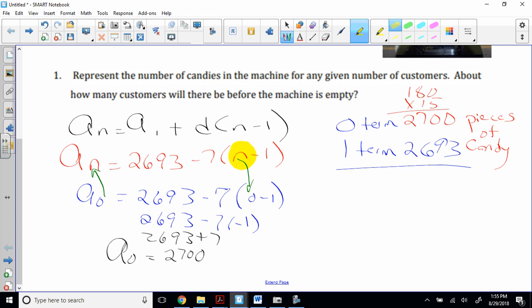Now, you could write the simplified version very quickly, couldn't you? How could you write the A sub 0 term quickly? What would it be? Anybody? Well, if I distribute the -7, right, I'm left with what?